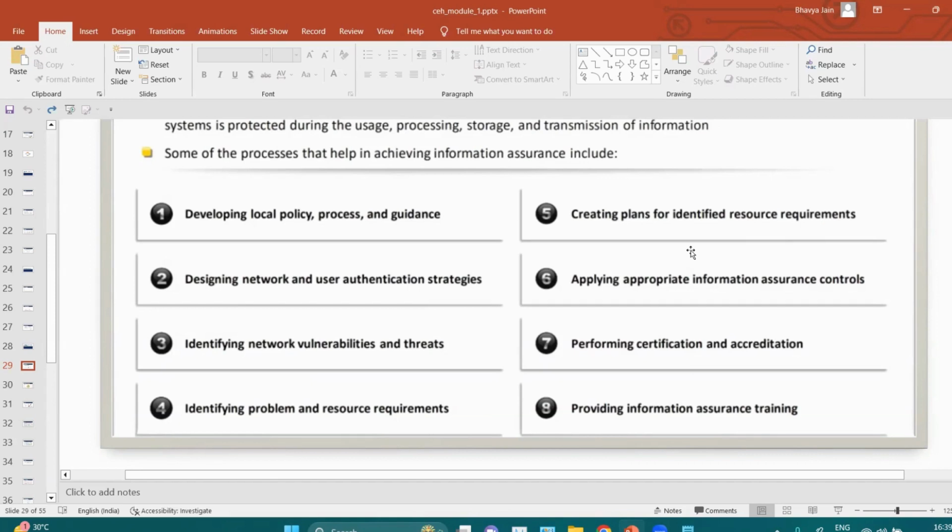Okay. Then we have six, applying the appropriate information assurance controls. Whatever it is, we have to apply the integrity, confidentiality, availability, and authenticity. So how we can apply it? So these are controls. We can apply the encryption, and what kind of encryption we can apply, what kind of algorithm we can use, etc. Okay. Then we're performing the certification and accreditation, and then providing an information assurance training.